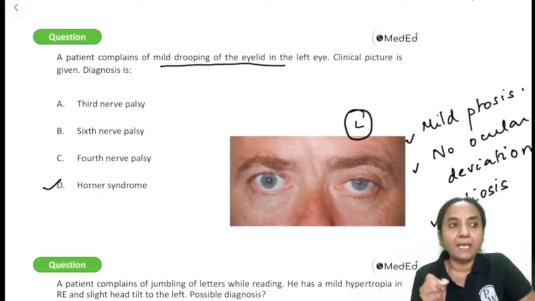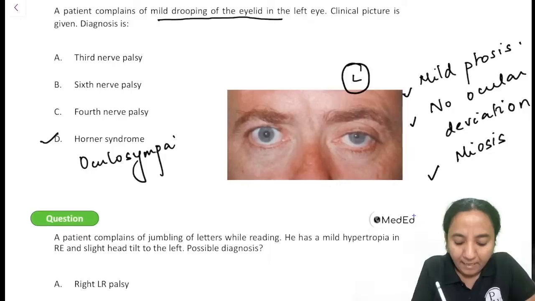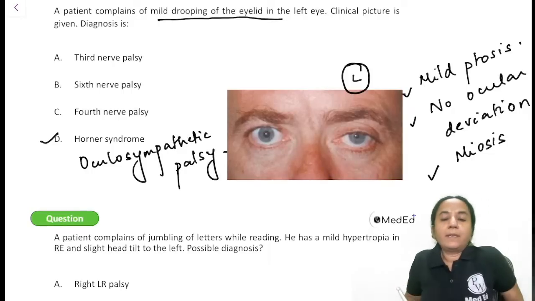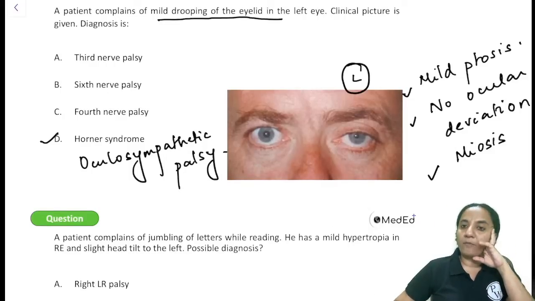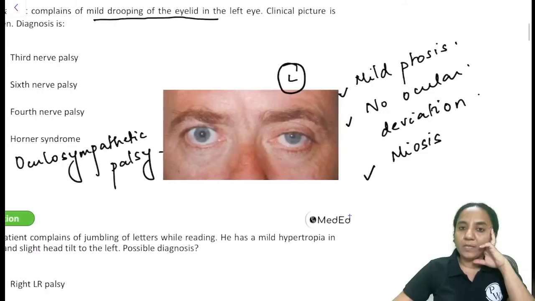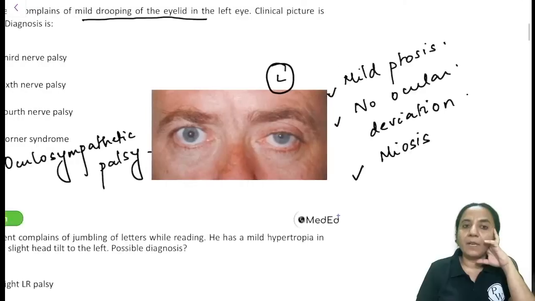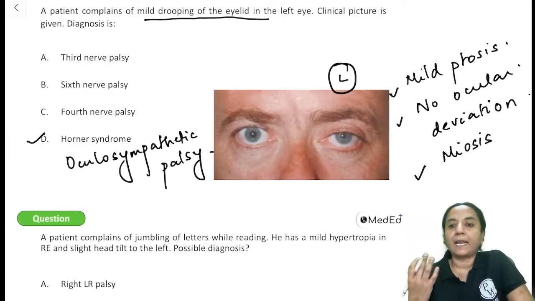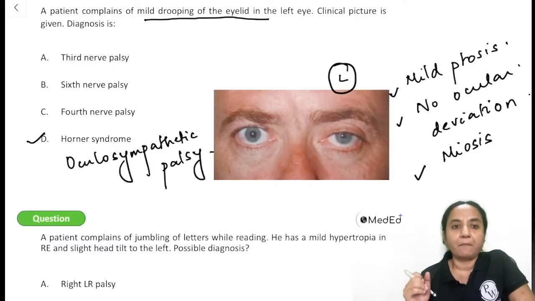Now please keep in mind that Horner syndrome may not always be in the options. You can have the technical name also. What is the technical name? The technical name of Horner syndrome is oculosympathetic palsy. And here in case of Horner syndrome, we have mild ptosis, we have miosis, and the third feature is actually anhidrosis. But anhidrosis obviously will not be visible in the image. What we can make out in the image are ptosis and miosis. So that's why the answer is Horner syndrome.